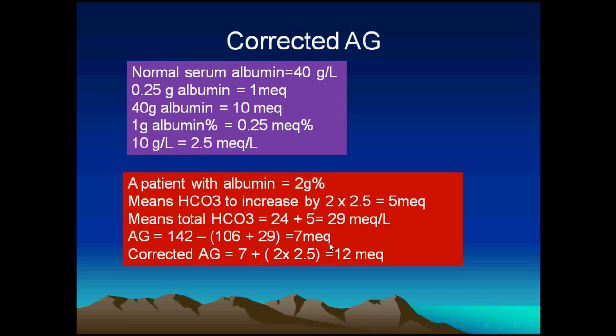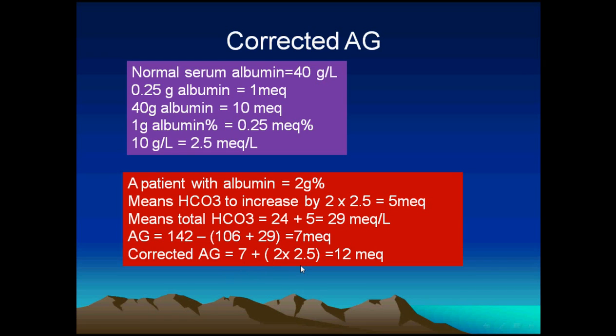This is the standard for these patients. If this patient has an anion gap problem and you measure the anion gap and it becomes 12, this means the patient has a high anion gap, because his normal anion gap is 7. So what is the corrected anion gap for these patients? Corrected anion gap: this is the anion gap we measured.